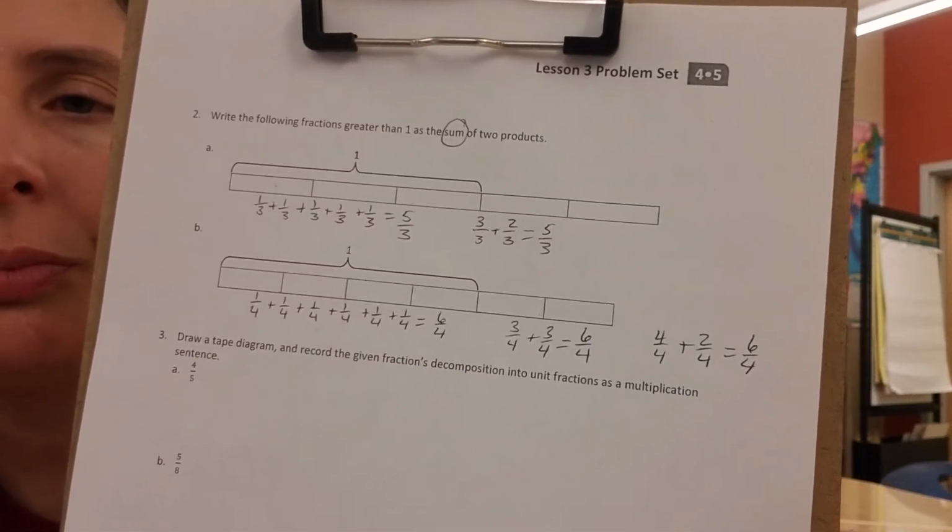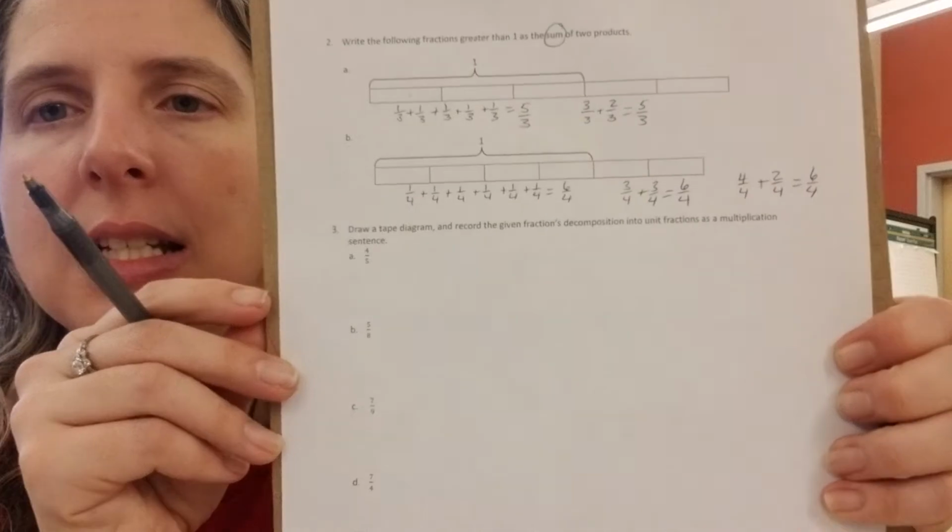All right? So now let's look at the bottom. The bottom says draw a tape diagram. That's what these are. Just draw it out. And record the given fraction's decomposition. That's a big word to say breaking apart. How we're breaking it down into unit fractions as a multiplication sentence.